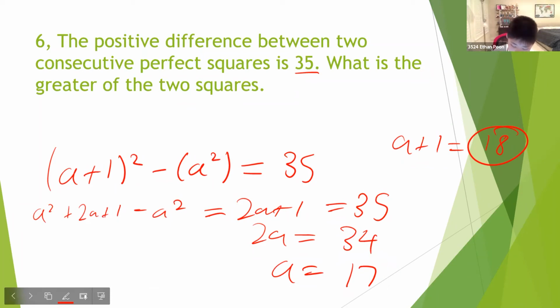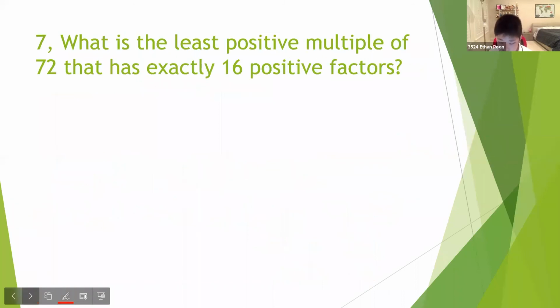Okay, so I'm going to be moving on. Number 7: what is the least positive multiple of 72 that has exactly 16 positive factors? So again, I'm going to give you a minute for this one.